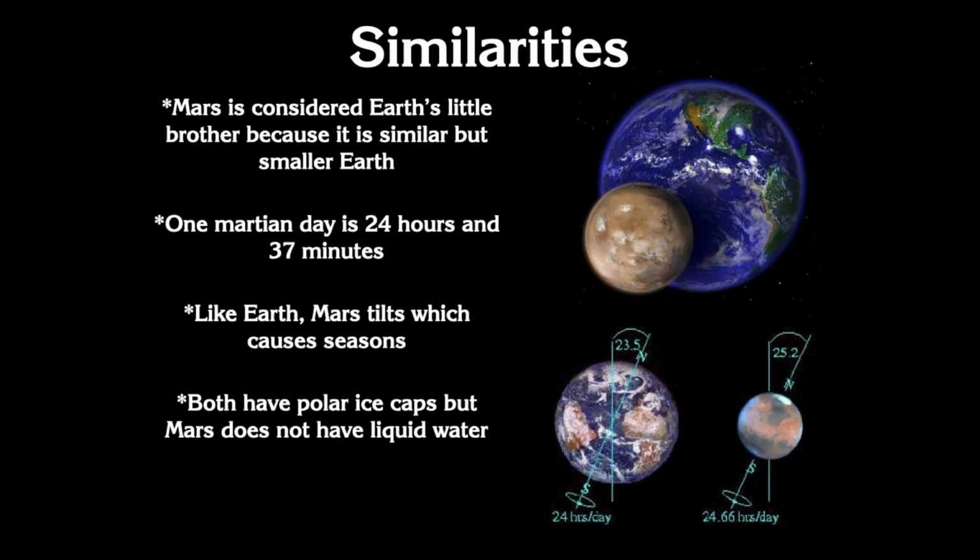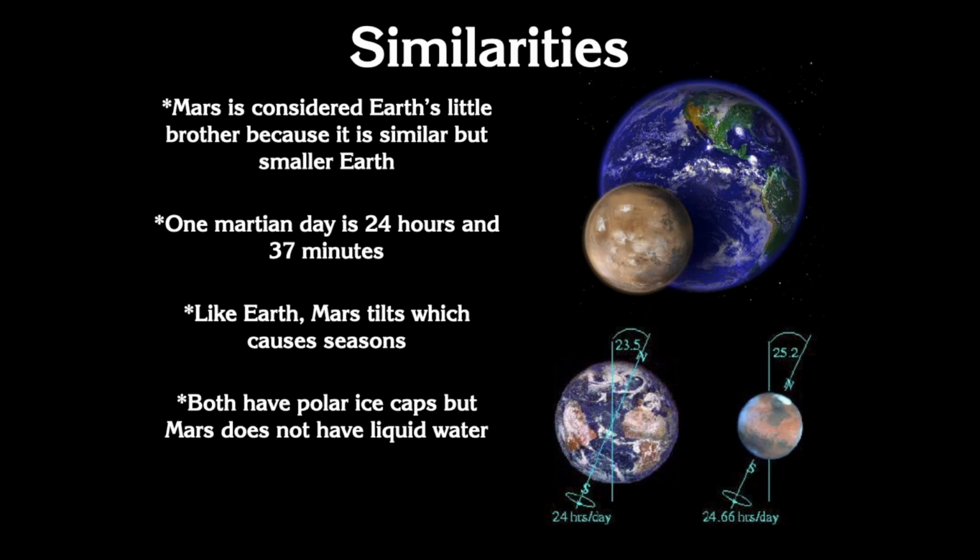As we said, Mars is considered Earth's little brother. It is similar, but it's smaller than Earth, and that's why it's little brother. Mars will spin just like Earth does in that rotation. One day on Mars is 24 hours and 37 minutes, so it's slightly longer. That means the spin is a little bit slower than Earth's. And like Earth, Mars does have a seasonal tilt. It has an axis, and just like Earth, it will have seasons.